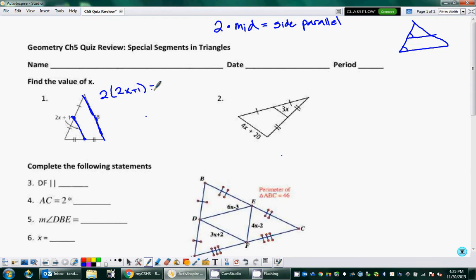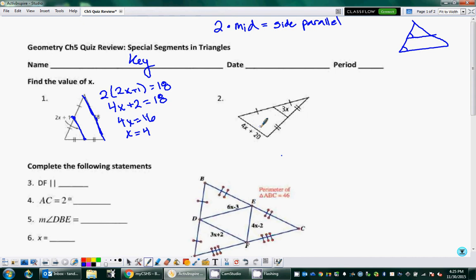My mid segment is 3x. My parallel side is 4x plus 20. So I've got 2 times the mid segment equals the side that it's parallel to. So I've got 6x equals 4x plus 20. When I subtract 4x, I get 2x equals 20. X is going to be 10.